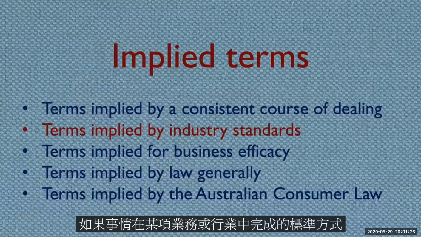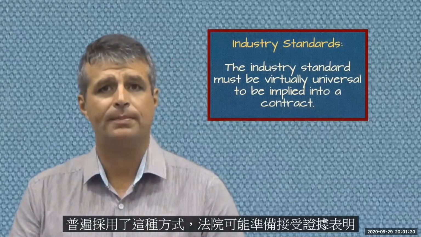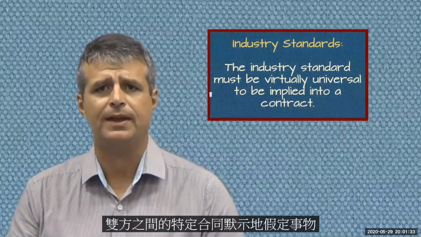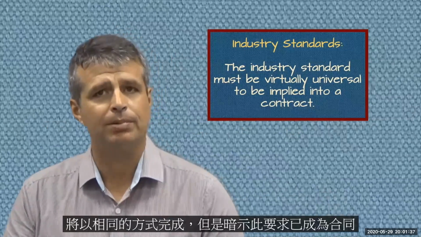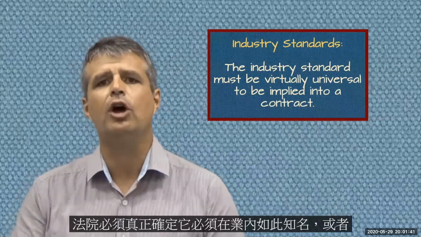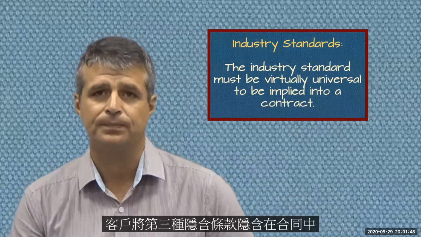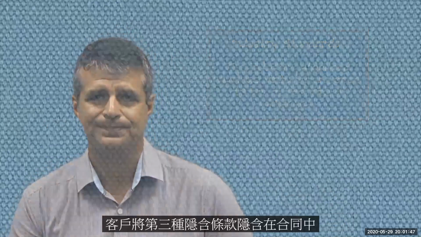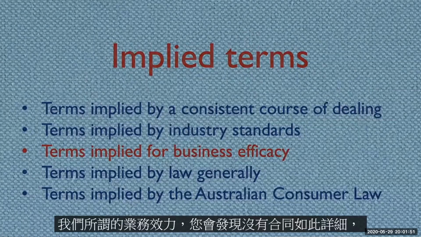Another type of implied term comes from the standard way that things are done in a certain business or industry. If things are done that way universally, the court might be ready to accept evidence that a specific contract between the two parties impliedly assumed that things would be done in the same way. However, to apply this requirement into a contract, the court has to be reassured. It has to be so well known in the industry or situation that everyone entering into a contract in that industry would know of the custom. A third type of implied term is implied into a contract to give it what we call business efficacy.